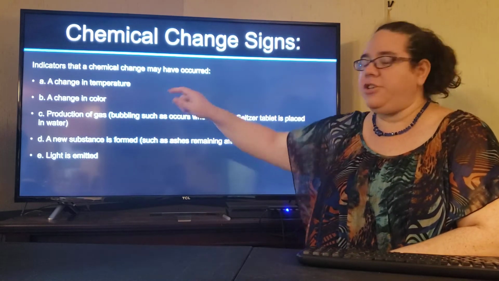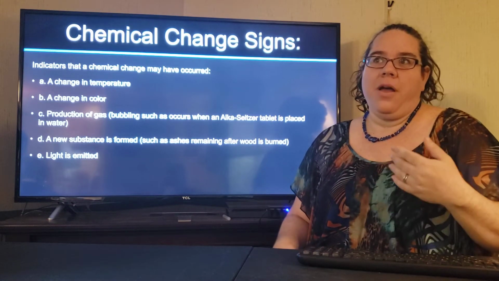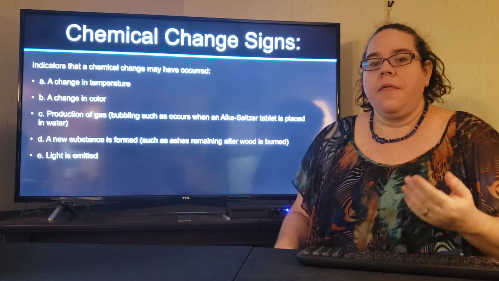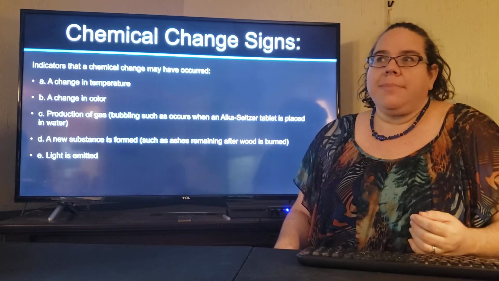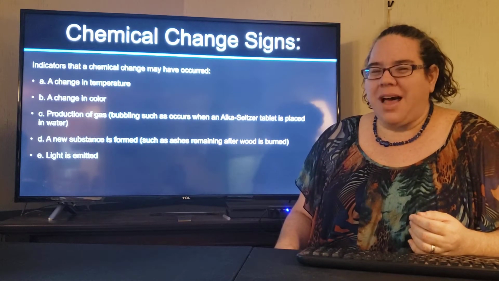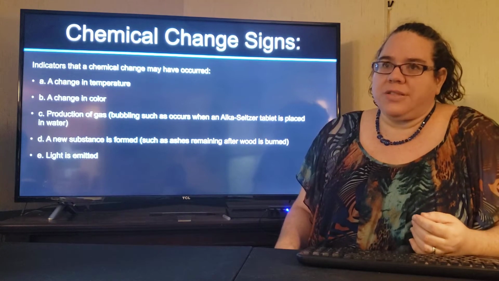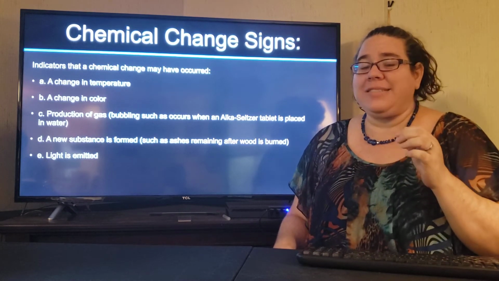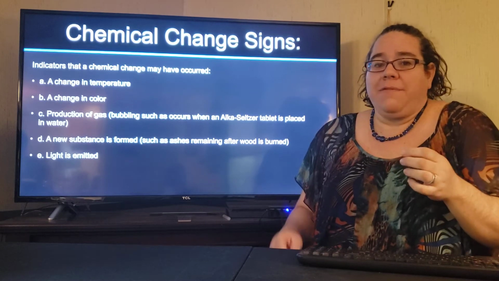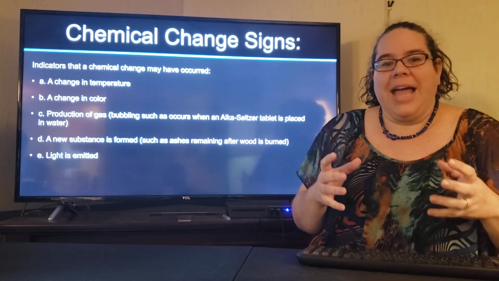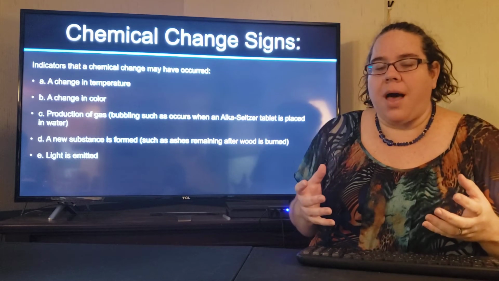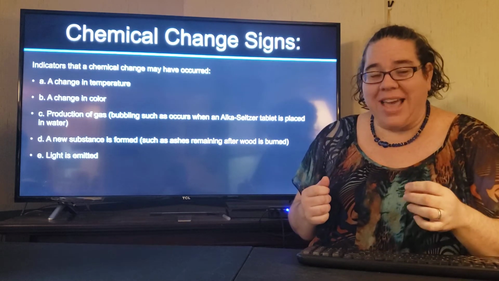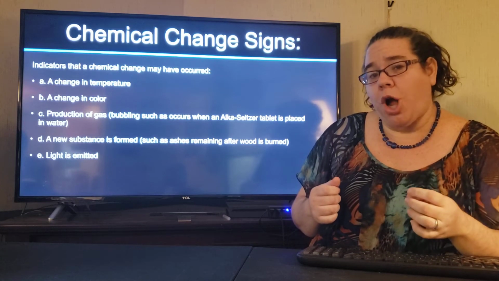You could have a change in color. So if you have a purple object, for instance, and suddenly it changes black, that's a chemical change. I'm not talking about when you add food coloring to stuff. That's still a physical change because all you've done is change the color. But if you have a drastic change where something went from one color to another and you're like, where did that come from? You're actually seeing the atoms combine or break and cause that change to occur.